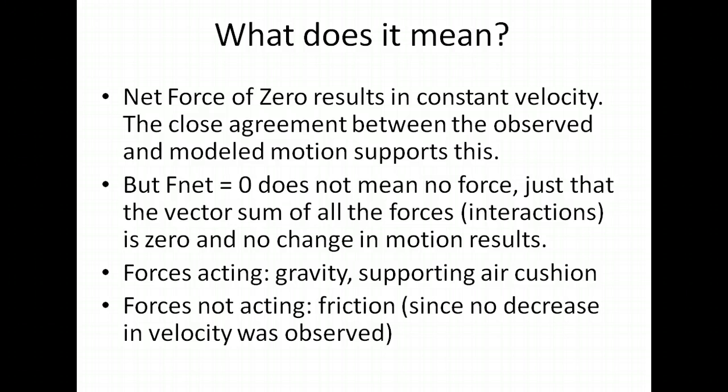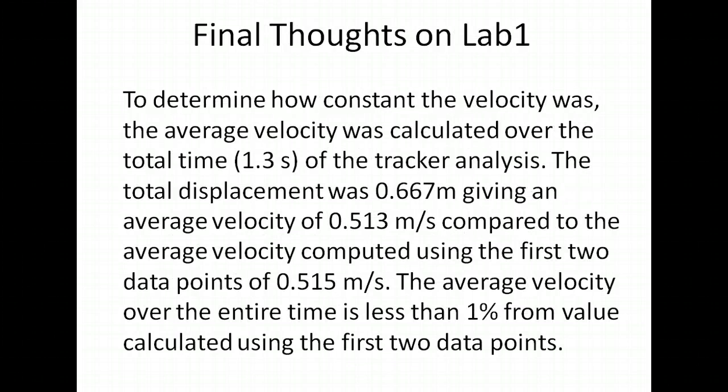What does it mean? The net force of 0 does result in constant velocity. The close agreement supports this. But F net equals 0 does not mean no force, just that the vector sum of all the forces or interactions is 0, and no change in motion results. The forces acting are gravity and the supporting air cushion. Friction does not appear to be acting because there is no decrease in velocity observed.